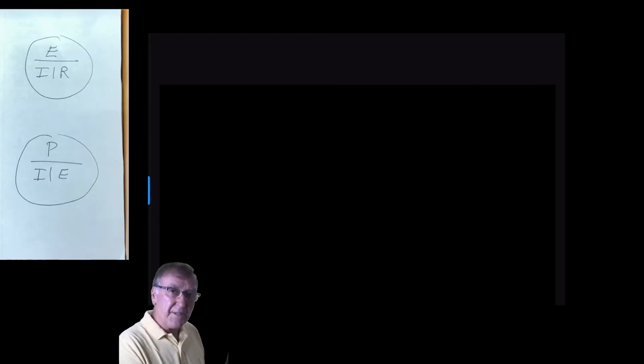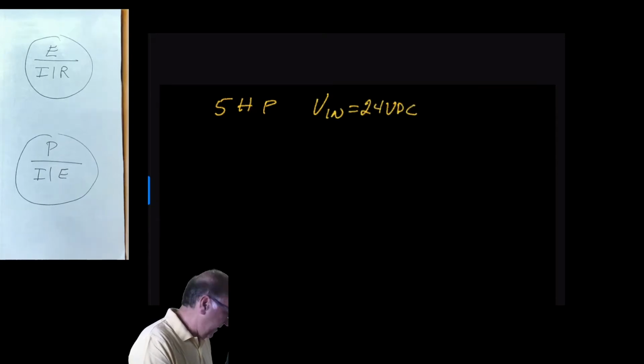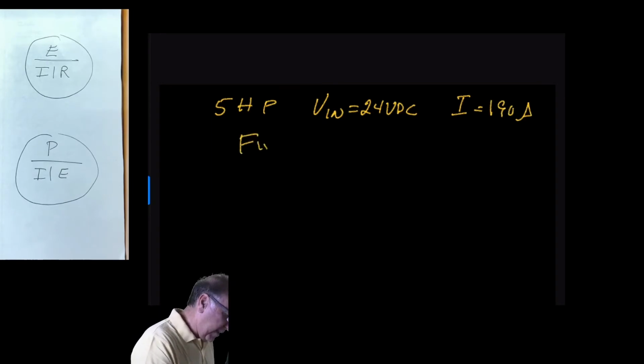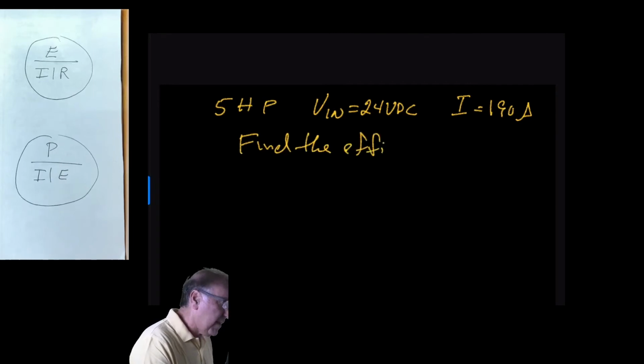Let's look at another example. If we have a 5 horsepower motor and we have Vin equal to 24 volts DC and a current of 190 amperes, we want to find the efficiency, eta.